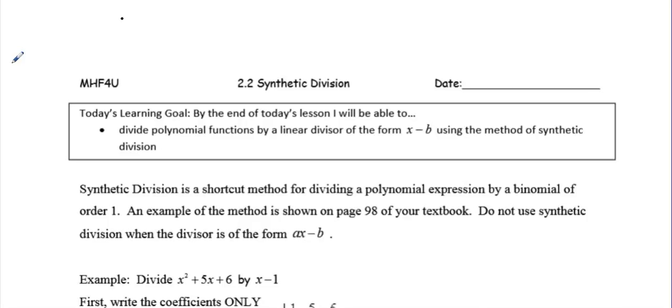By the end of today's lesson, you should be able to do long division when you have a divisor in the form x minus b. So no coefficient in front of the x, but if you have something like x minus 4, x minus 6, or x plus 2, you can use this super quick method of synthetic division to do your long division for you.